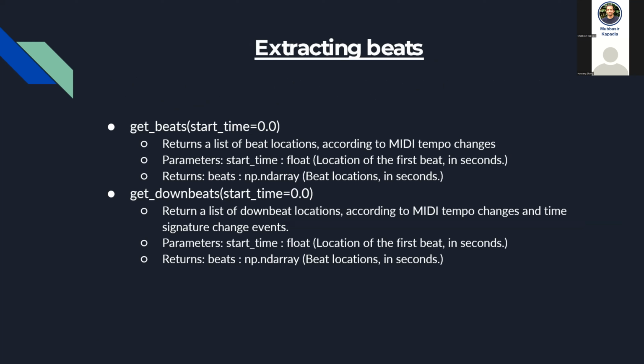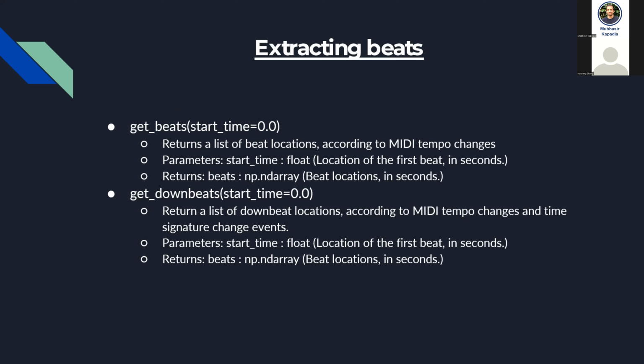And the main thing that we need is the beats. For extracting beats, they have these direct functions called get_beats and get_downbeats. There is a difference between beats and downbeats. Downbeats are related to the tempo changes as well as the time signature change events, and beats are related only to the tempo changes. So there are two kinds of beats, the normal beats and the downbeats.